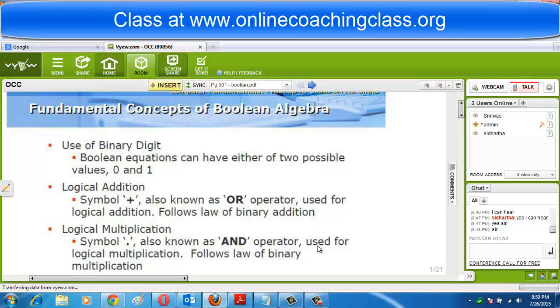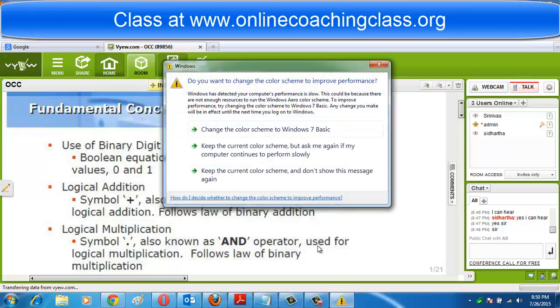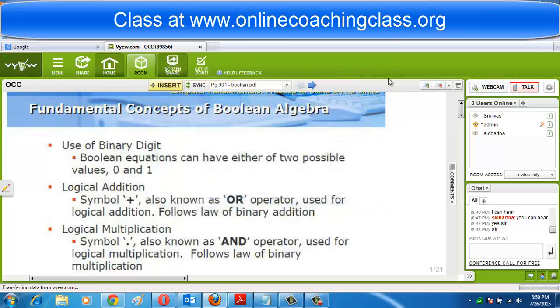Okay, you people have the idea of gates, how the gate works? AND gate, OR gate, have you heard these names, Siddharth, Srinivas? Just write on chat.